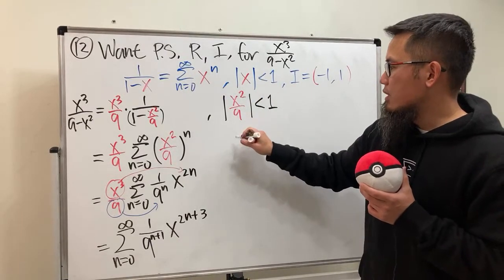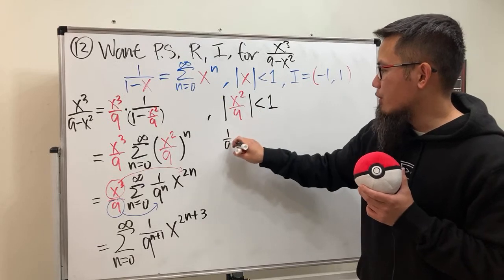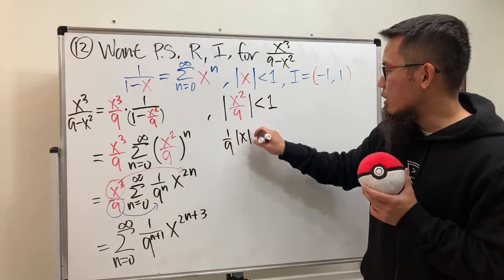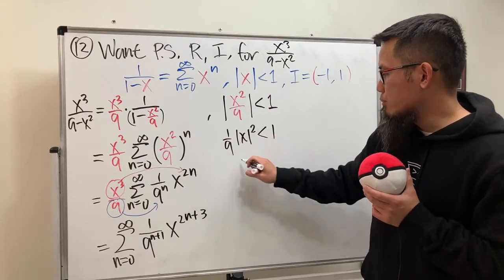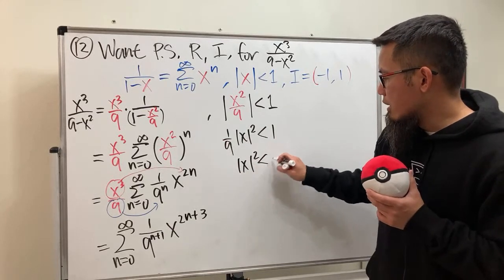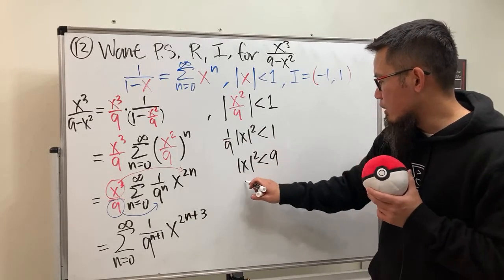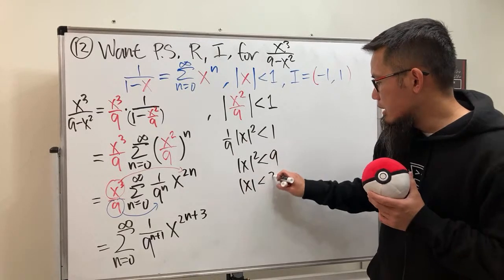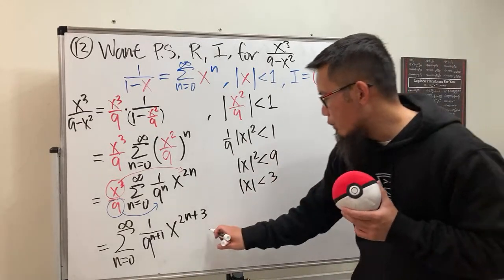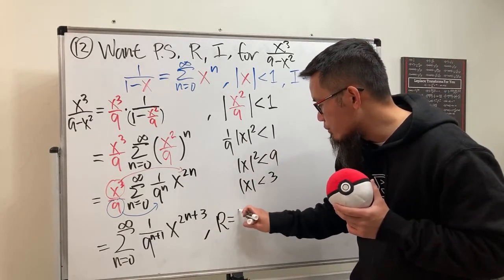Check this out. We can put a 1 over 9 in the front. We can put a square on the outside, like so. This is less than 1. We can multiply both sides by 9. And then we can take the square root on both sides. So, yeah. And with this being said, we can see that r is equal to 3.